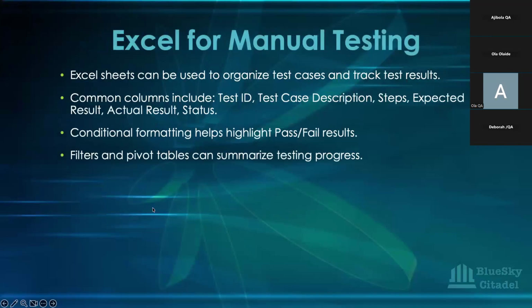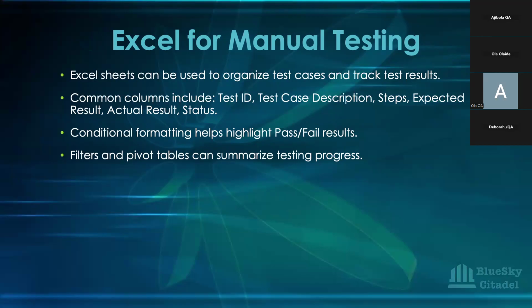So Excel for manual testing. Excel sheets can be used to organize test cases and track test results. So we make use of Excel sheets to actually organize our test cases and we can track their test results. It's just for us to group. So we can decide to group them by Excel sheets, or we can decide to group them based on their ID number. So we'll talk about that later on going forward.